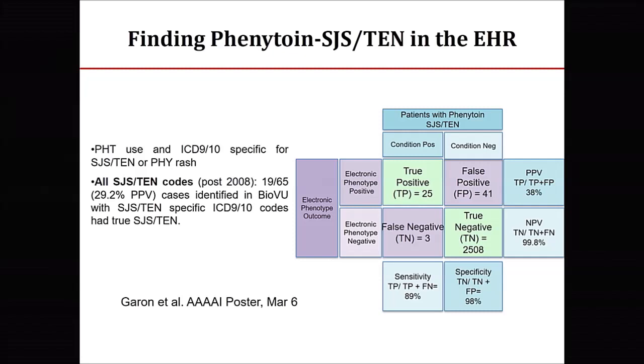So they've done analyses looking at phenotyping SJS-TEN in the EHR and putting these elements together against a number of specific medications and then validating them with chart review. These are some of the results, and this is a poster that will be presented March 6th. In this case, I'm showing the data just for phenytoin: the algorithm used phenytoin use, and then ICD-9 or 10 codes specific for either Stevens-Johnson TEN or for rashes with drugs. Putting those two together is the phenotype.